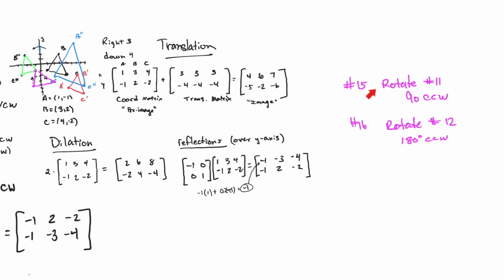For questions 15 and 16, which there aren't 15 and 16, it's just numbers up to 14, right? But for 15, I'd like you to take number 11 and rotate it 90 degrees counterclockwise. Rotate number 12 180 degrees counterclockwise, and we can call these numbers 15 and 16.